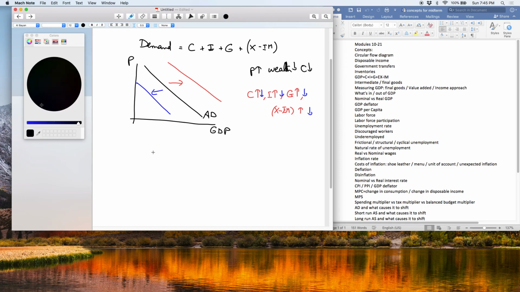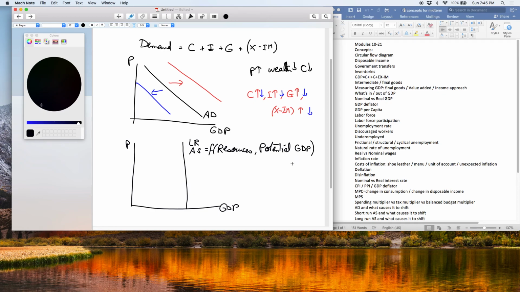Okay? So, with the supply curve, we said there is a long-run supply curve and there is a short-run supply curve. The long-run supply curve, really aggregate supply, is a function of the resources available to produce. It's your potential GDP. Okay? So if it's your resources, your potential GDP, that is completely unrelated to the current price level. It is what it is.